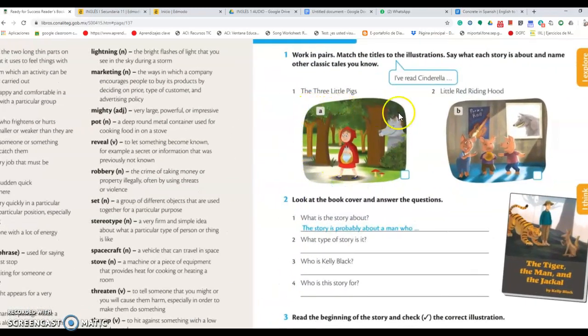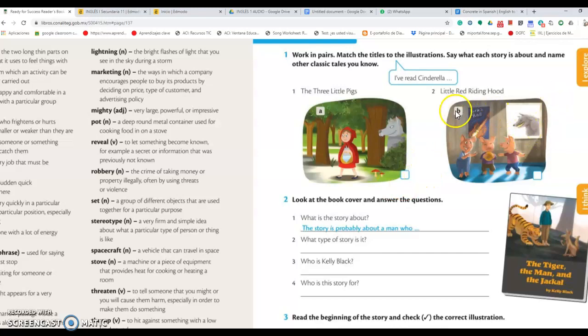The first one, the first picture, what can you see? Which is the best title for this fairy tale? The Three Little Pigs or Little Red Riding Hood? Letter A, picture A, the answer is number 2, Little Red Riding Hood. Can you write down over here the number 2?